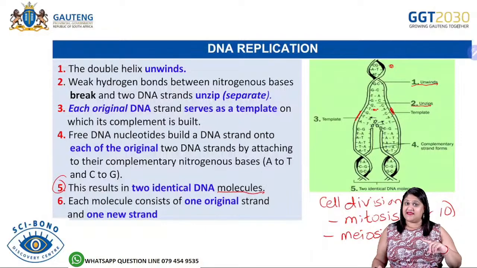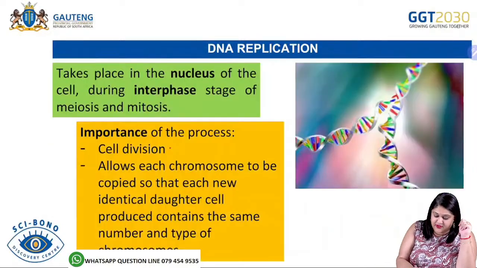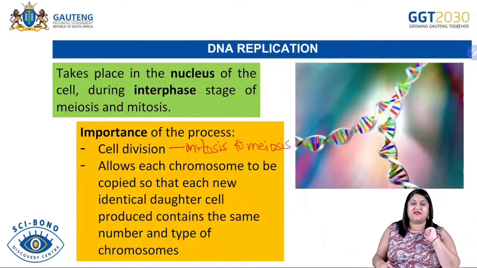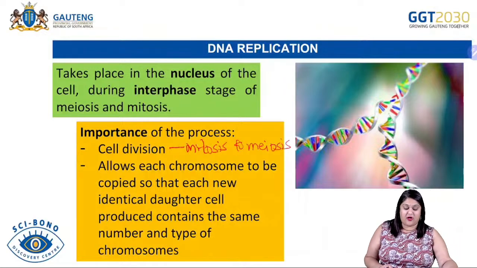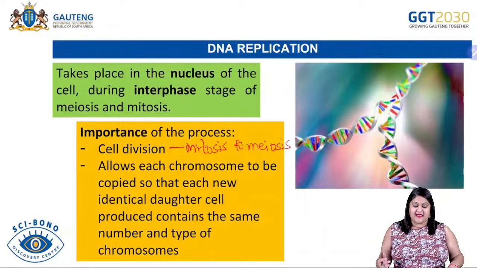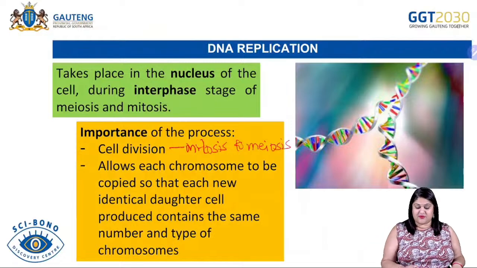What is the importance of this process? Remember, I told you it's part of the examination guideline that you need to know. What's the importance? The importance, number 1, is cell division. I'm reminding you again, what are the 2 cell divisions? Mitosis and meiosis. What's the other importance? It allows each chromosome to be copied so that each new identical daughter cell produced contains the same number and type of chromosomes. Okay, so it allows each chromosome to be copied so that when cell division occurs, each new identical daughter cell is going to contain the same number and type of chromosomes.